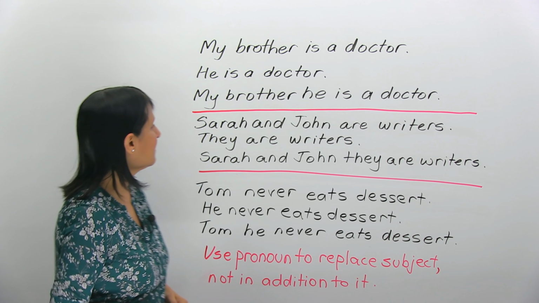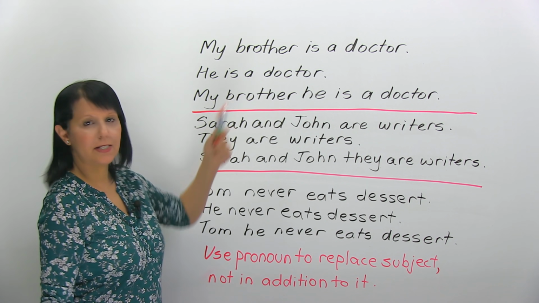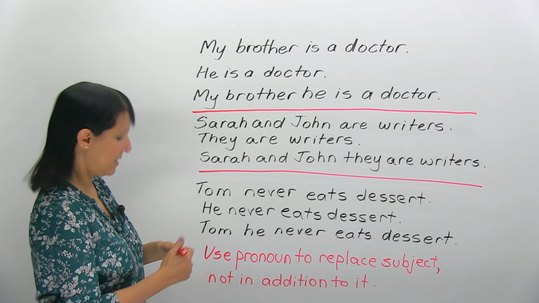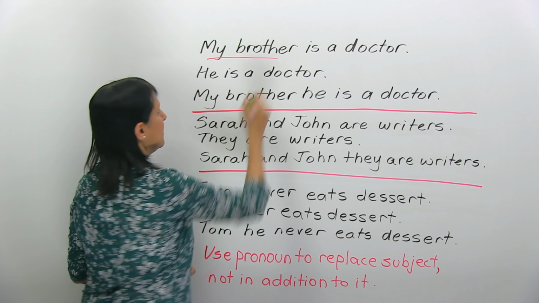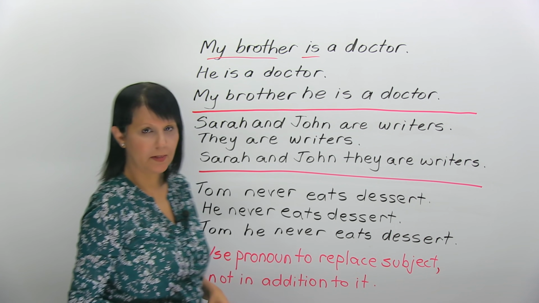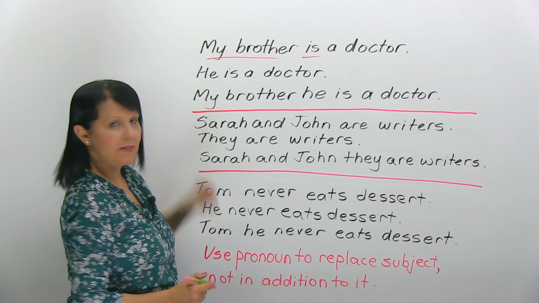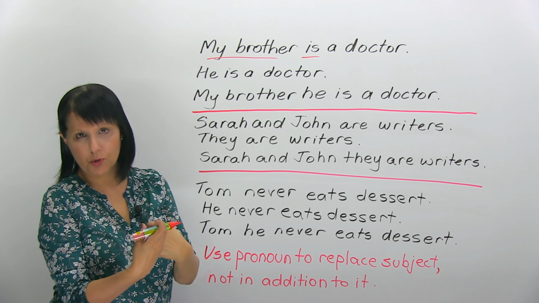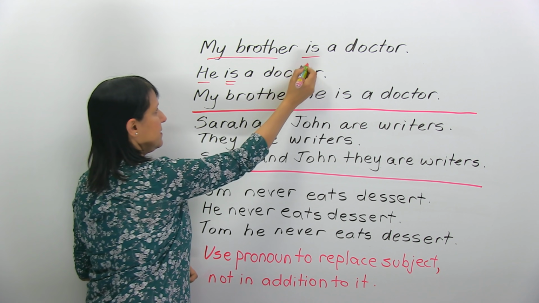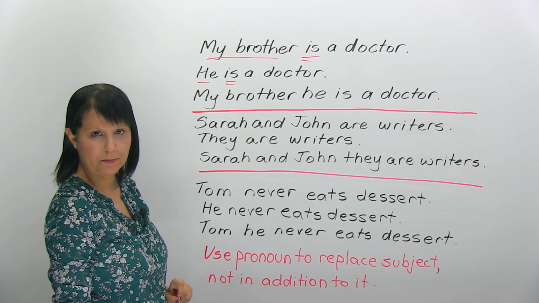Okay? Here we go. So let's look at these three sentences. My brother is a doctor. Now, in this sentence, which is the subject? It's my brother, right? What's the verb? Is. That's fine. But there's one subject and one verb. Now, instead of saying my brother, I could use a pronoun, right? So then I could say he is a doctor. All right? Again, one subject, one verb.